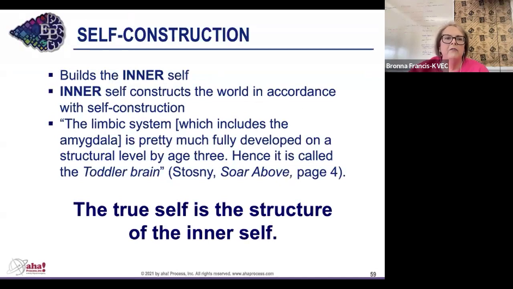Self-construction builds the inner self. Inner self constructs the world in accordance with self-construction. The limbic system, which includes the amygdala, is pretty much fully developed on a structural level by age 3. Hence, it is called the toddler brain. The true self is the structure of the inner self. And it's important to note that although the amygdala is structured by 3, it's also restructured during adolescence because of the plasticity of the brain. It can be restructured all of one's life. So that's good to know. There's still hope.